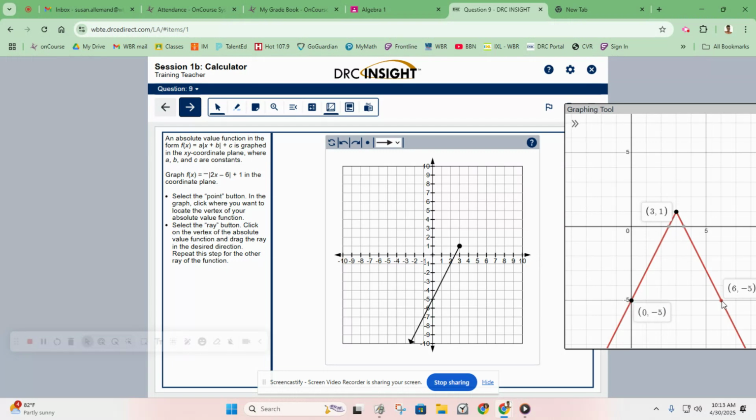On the right side of it, we need to go through the ordered pair 6, -5. So once again, I still have that ray selected. Click on the vertex and go over to 6, -5. Release it, and it should look exactly the same as this.